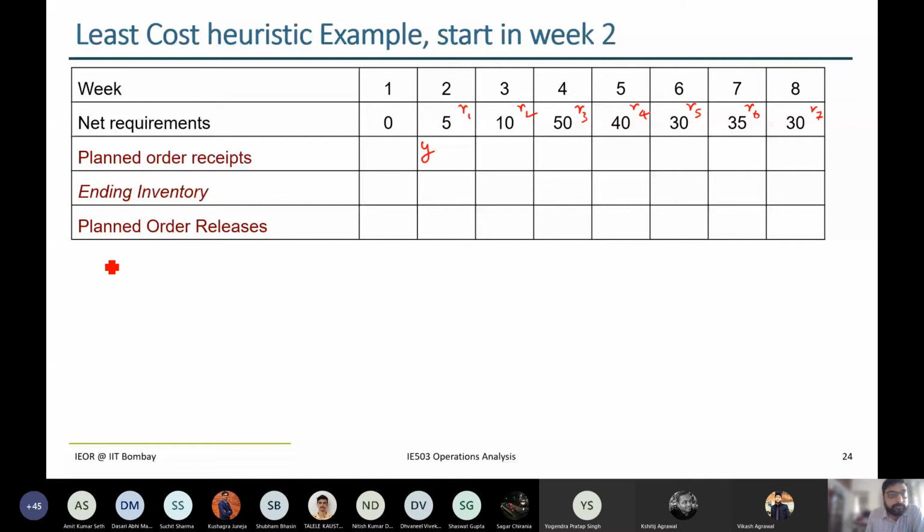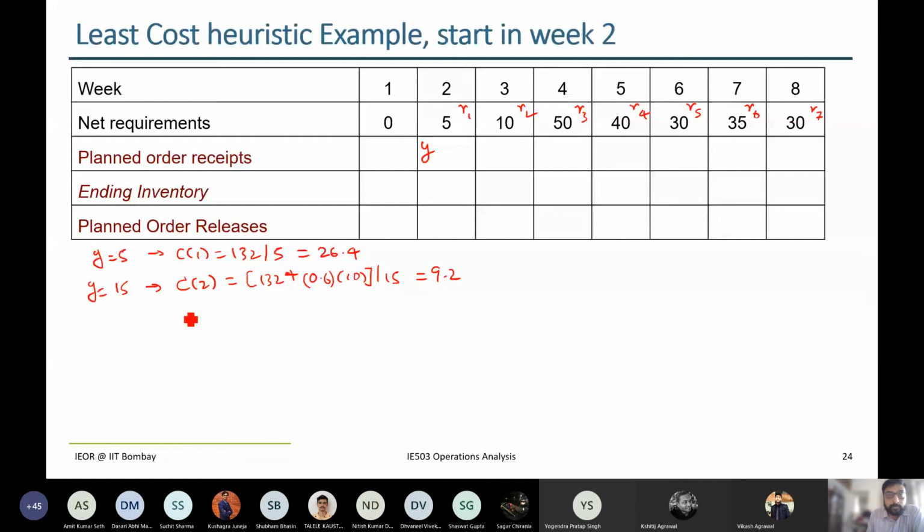So C of 1: suppose I set y equal to 5. That means my C of 1 is nothing but K, which is 132, divided by 5. That is your order quantity, which is 26.4. Suppose I do y equal to 5 plus 10, 15. Then my C of 2 is nothing but 132 plus 0.6 into 10, divided by the total order quantity of 15, which comes to 9.2. Still it is reducing, so we'll continue.